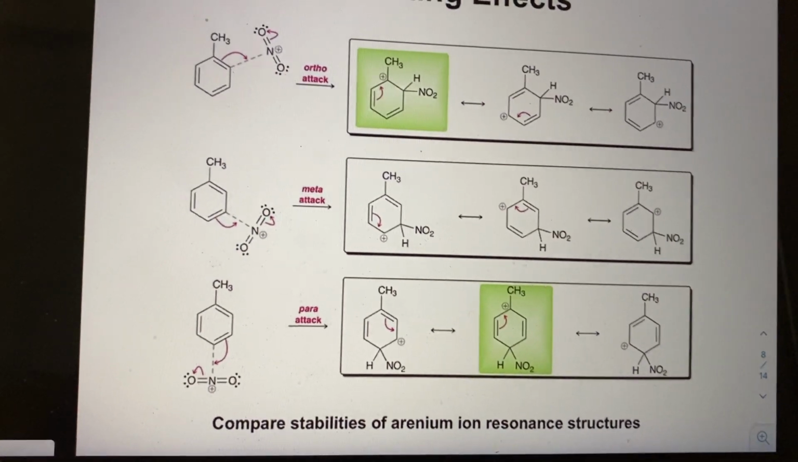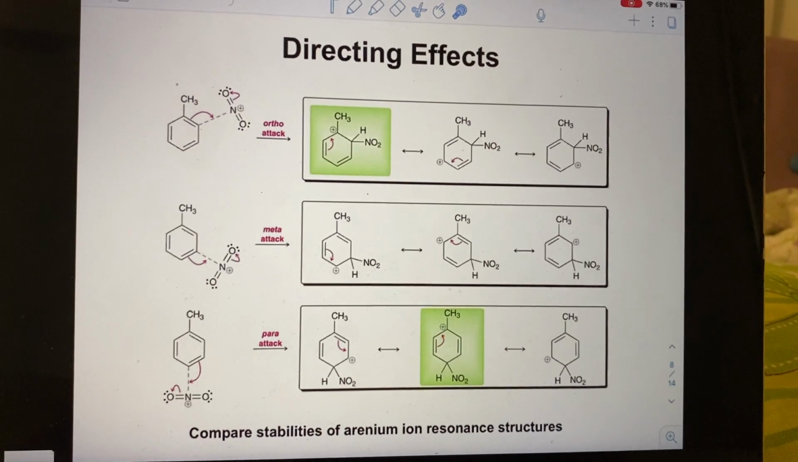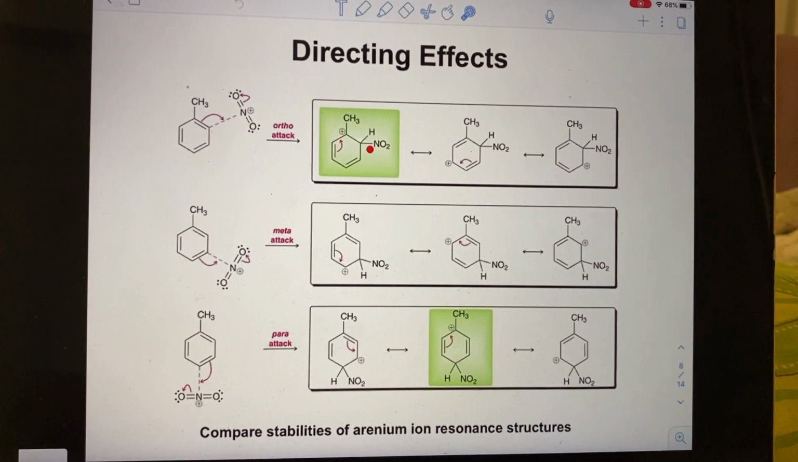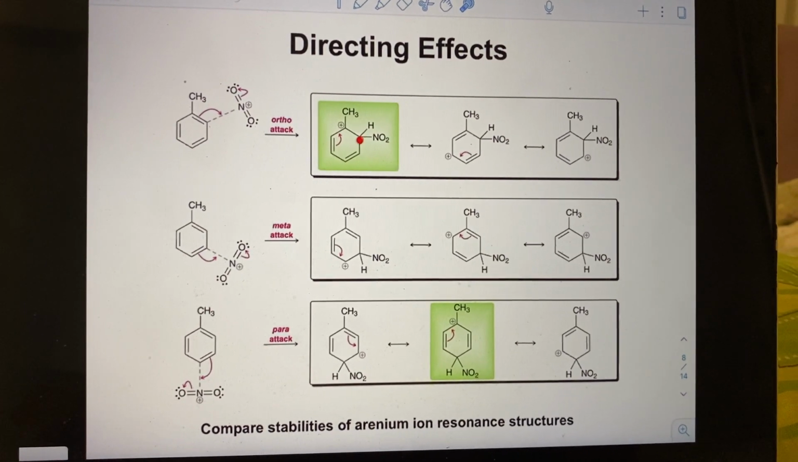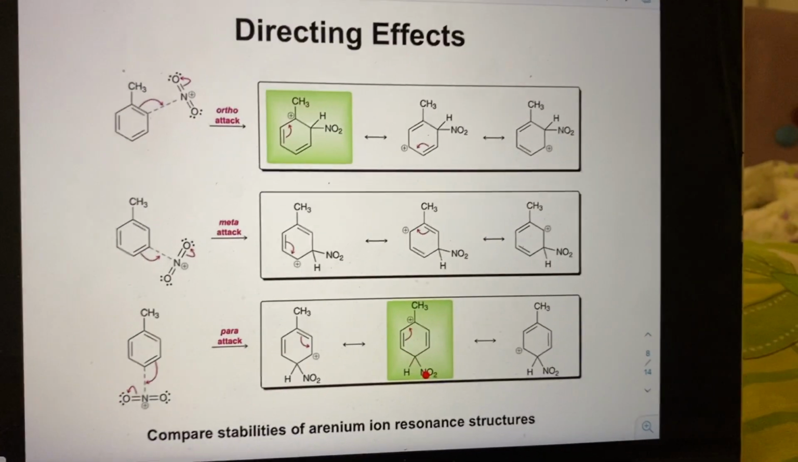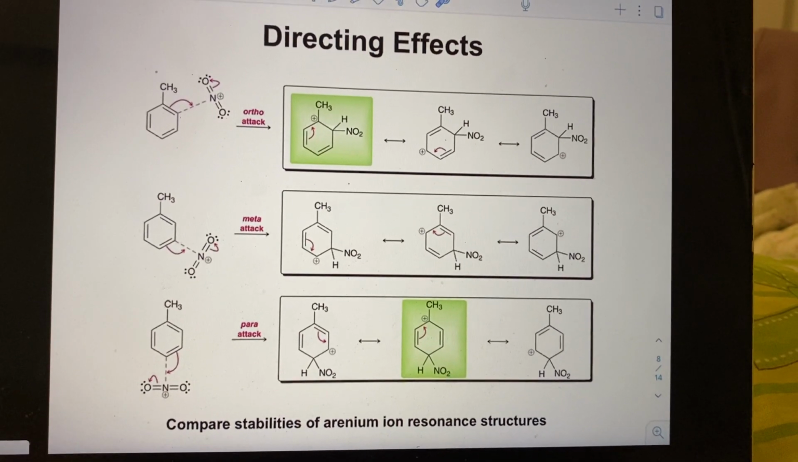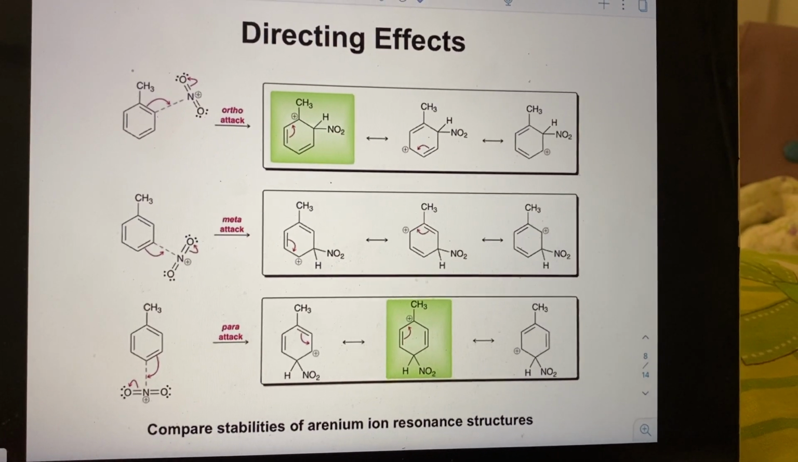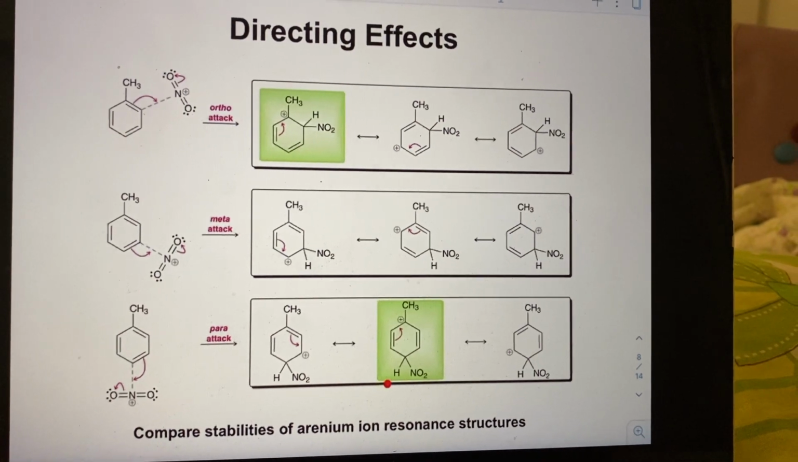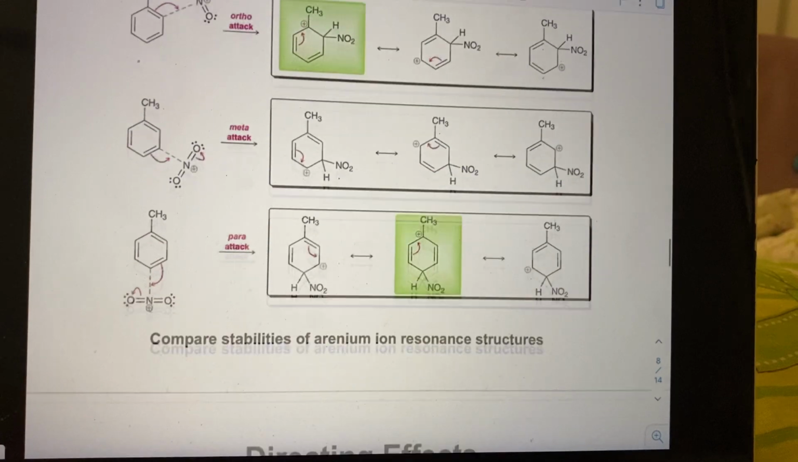So when we're comparing these different resonance hybrids, having the nitro group, or whatever the electrophile would be, at the ortho or the para position relative to the methyl group allows you to form a more stable carbocation compared to meta. And that should lead to ortho and para then being the major products. And we'll come back to this one in a second.